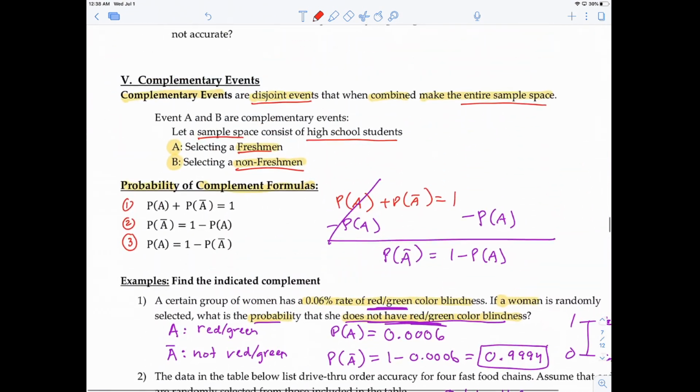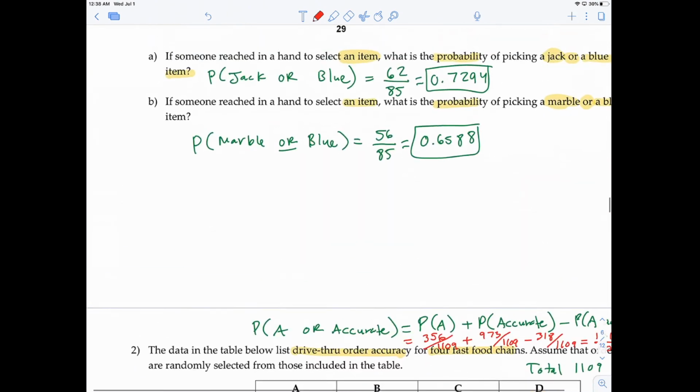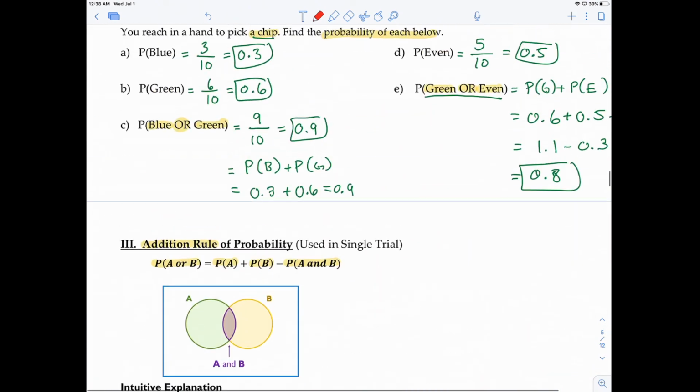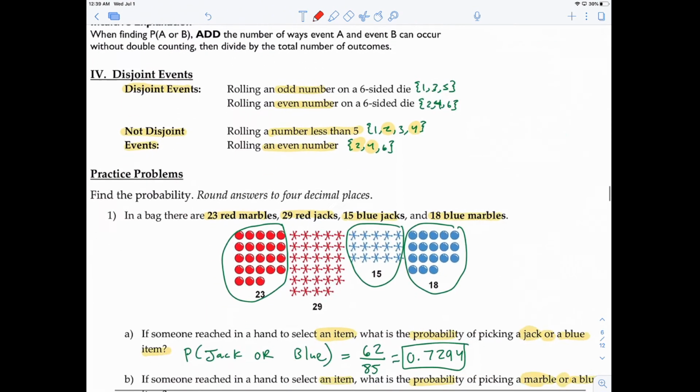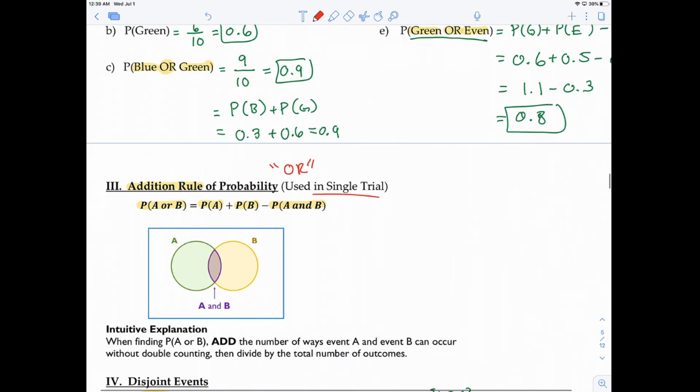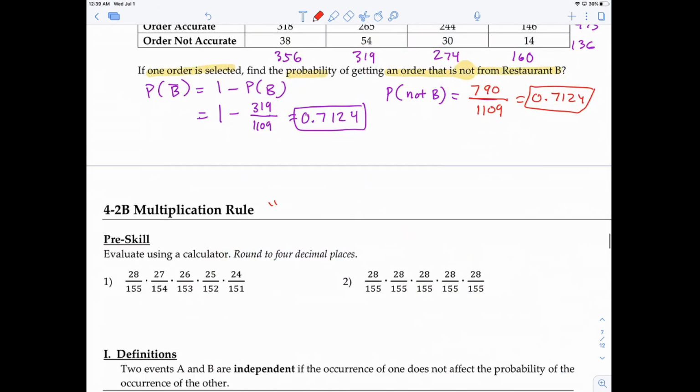Just another quick thing. When we think addition rule, you want to think OR probabilities. So the addition rule is "OR" probabilities for a single trial, so picking an item. And the multiplication rule is something we're going to refer to as "AND" probabilities in multiple trials. In the next video, I'll talk about that in more detail.